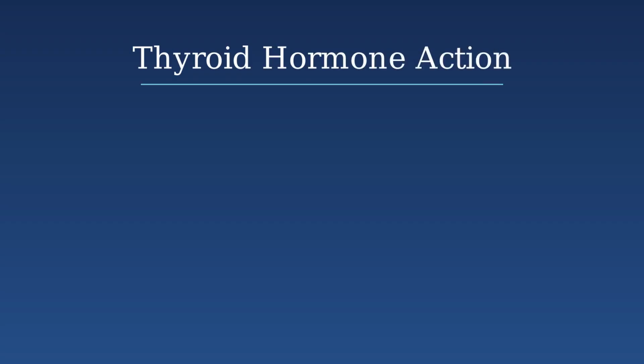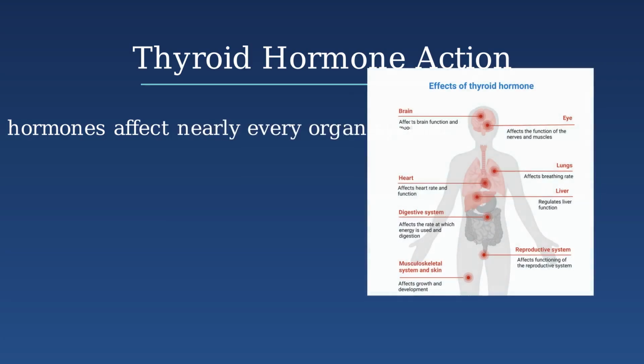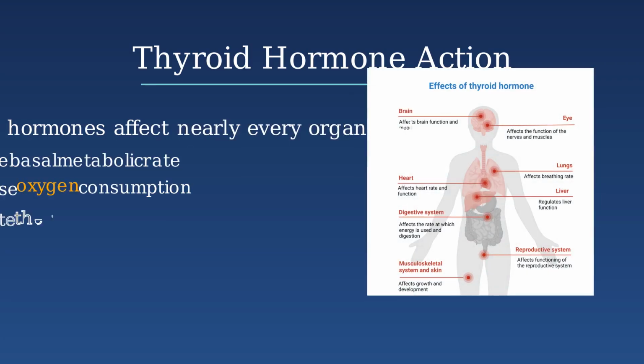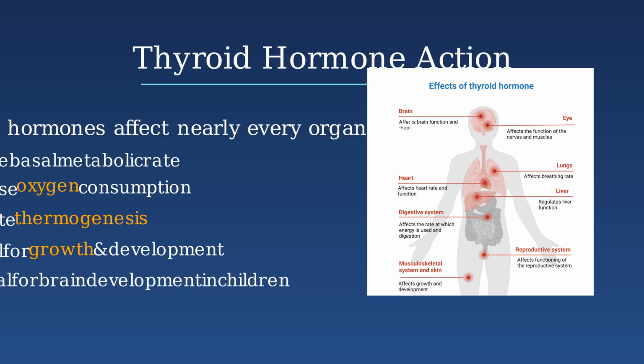Thyroid hormones have widespread effects throughout the body. They affect nearly every organ system, increasing metabolic rate, oxygen consumption, and promoting heat production or thermogenesis. These hormones are particularly crucial for proper growth and development, especially brain development in children.